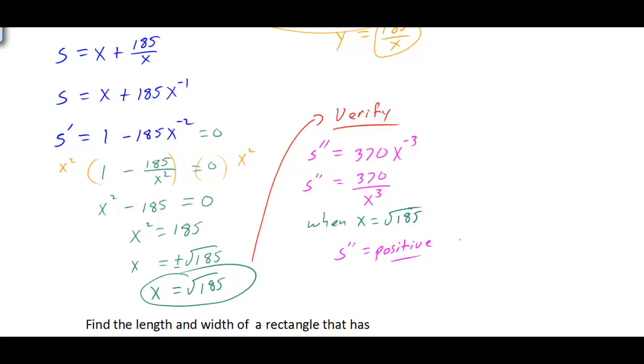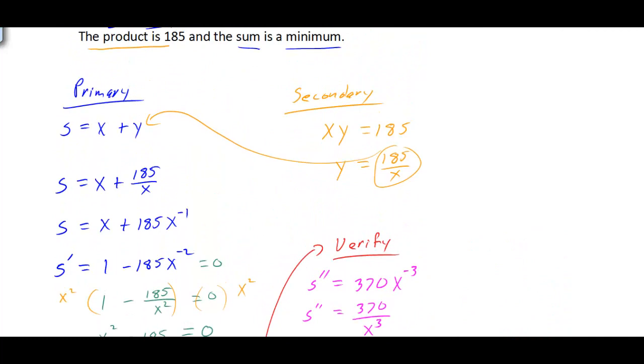Because it's positive, we know our graph is going to be concave up. And if the graph is concave up, that tells us that our x value here is giving us our minimum. So that tells us our sum will be minimum when x is equal to the square root of 185. So then we can always find our y value. So y is going to be equal to 185 divided by the square root of 185. Okay. So we end up with 185 over the square root of 185 for our y value.